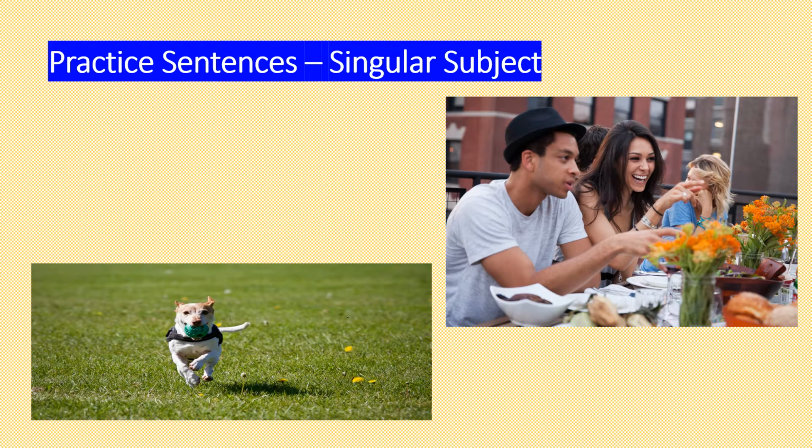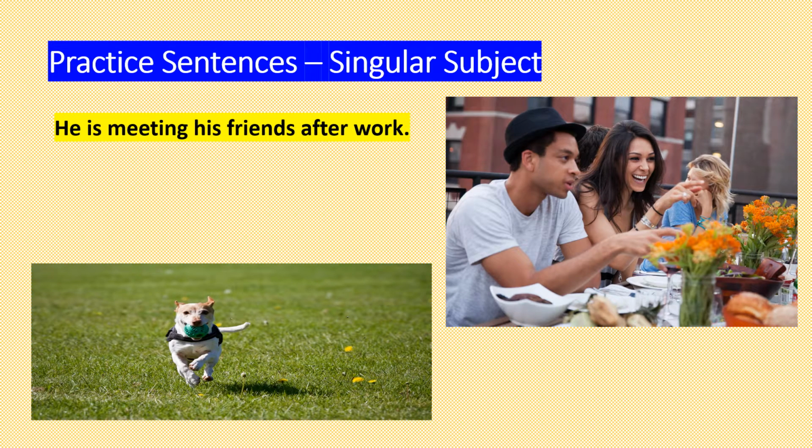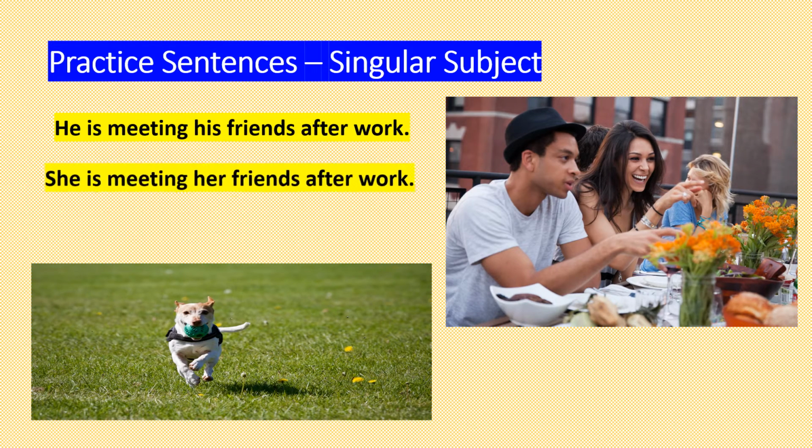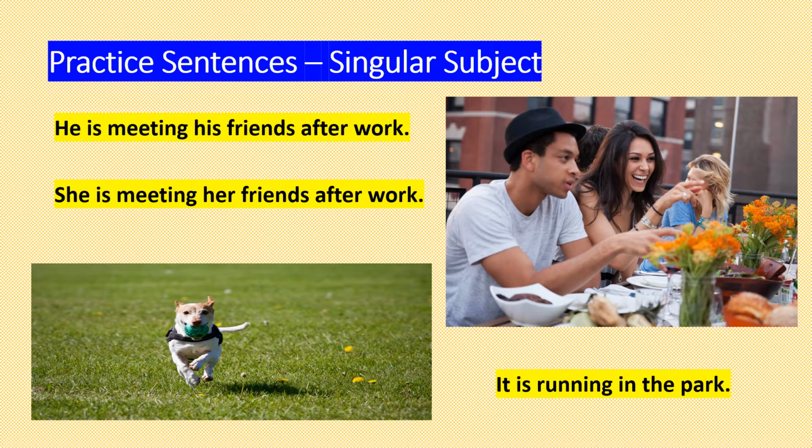So let's do some practice. Now here we'll do a practice on the singular subjects. The first one is he is meeting his friends after work, or she is meeting her friends after work. And for the dog running in the park, I'll say it is running in the park.